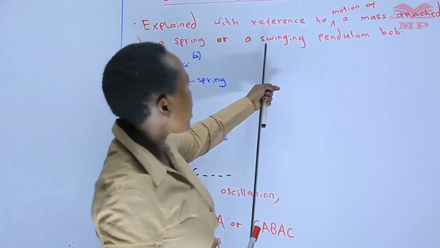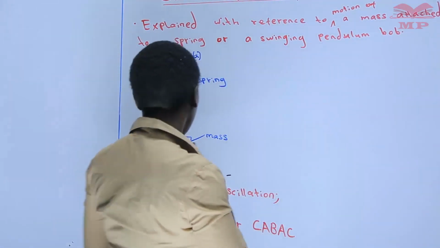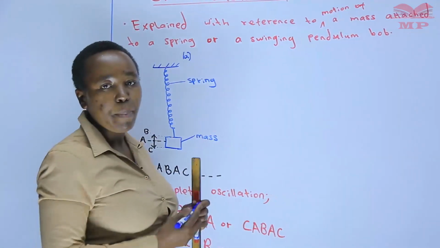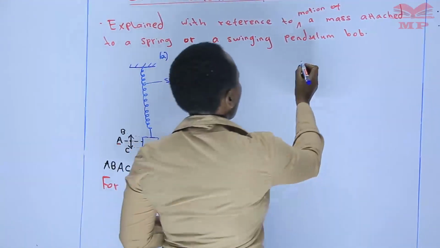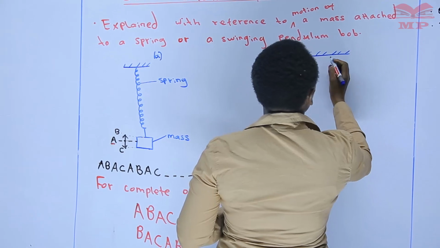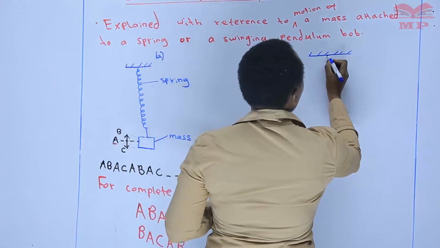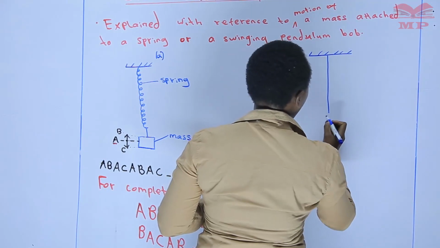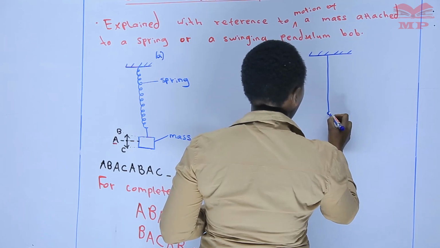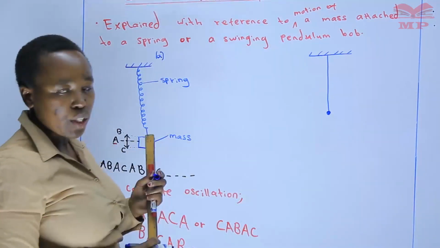Now we want to consider a swinging pendulum bob, and see how we can tell that it has completed an oscillation. So in this one, we again consider a fixed point. In this, we are going to use a string to attach our pendulum bob here. So this is our bob here. This is the pendulum bob. That is the initial position.